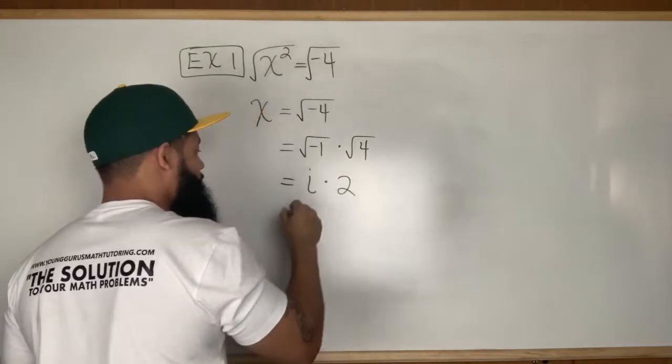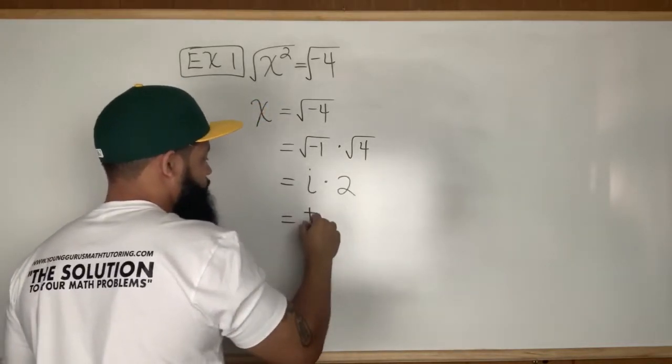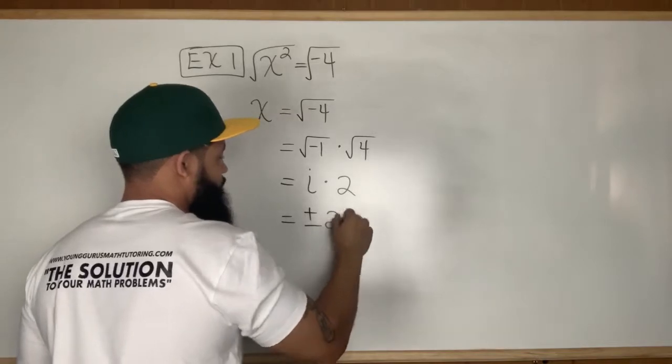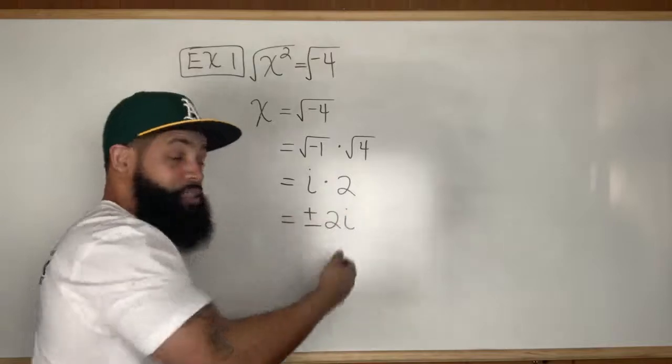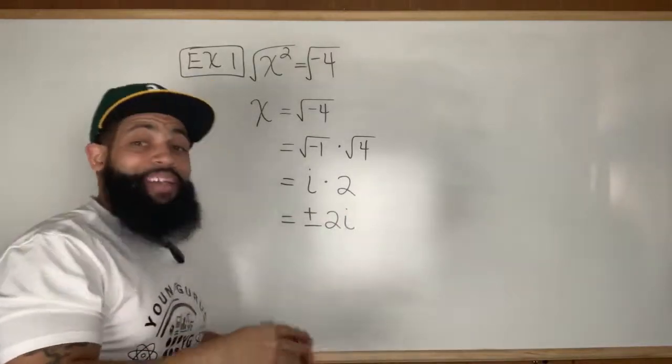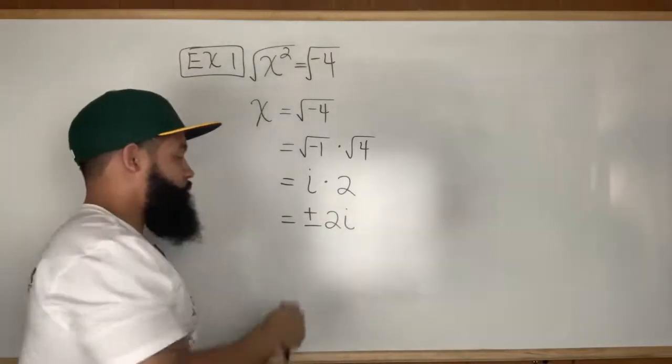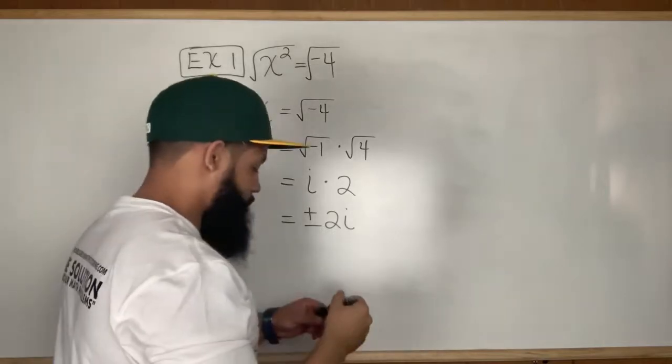Technically, it's plus or minus 2. So our answer would be plus or minus 2i. Okay? And when you see this right here, that means positive 2i or negative 2i. There's both values in one, but they put the plus and minus together like that.